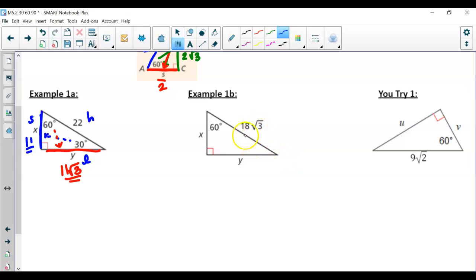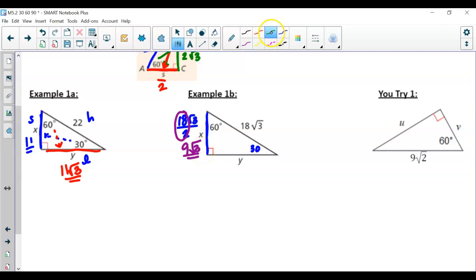Now here, notice we have the hypotenuse, but it's given as a radical. Still the same process: we start with the short side. So again, here's your short leg, opposite the 30. That is 18 radical 3, but divided by 2. Can we simplify? Yes, because this is 9, so 9 radical 3. Here the short side is 9 radical 3.